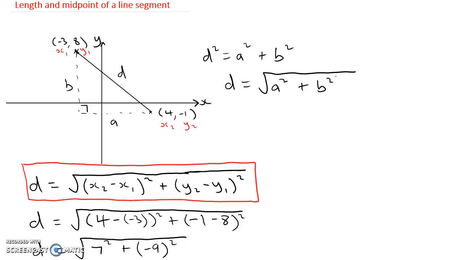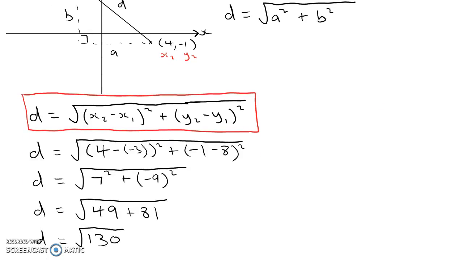Now, this distance of A is our x2 value minus our x1 value. So this here is essentially the A. Our B value is the difference between the two y coordinates. So that's this y2 minus y1. So that's where this distance formula is derived from.